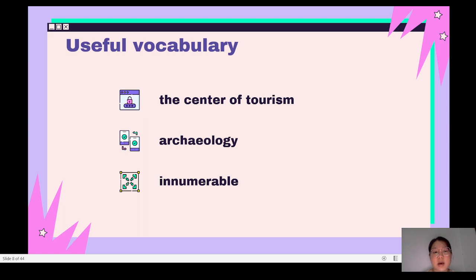Archaeology is the name of a field where researchers find out antiques and old things that were left by our ancestors in the past. And the word innumerable here means that it's very great, very huge, or very many.